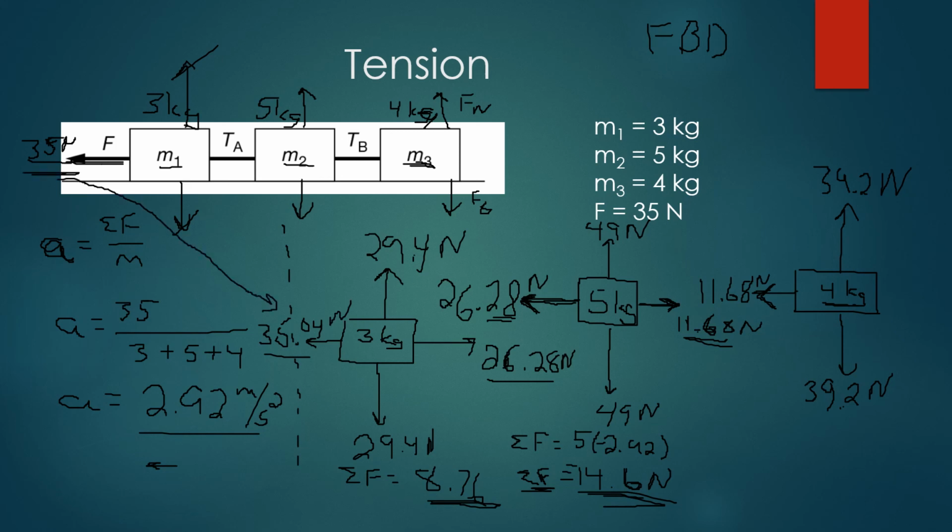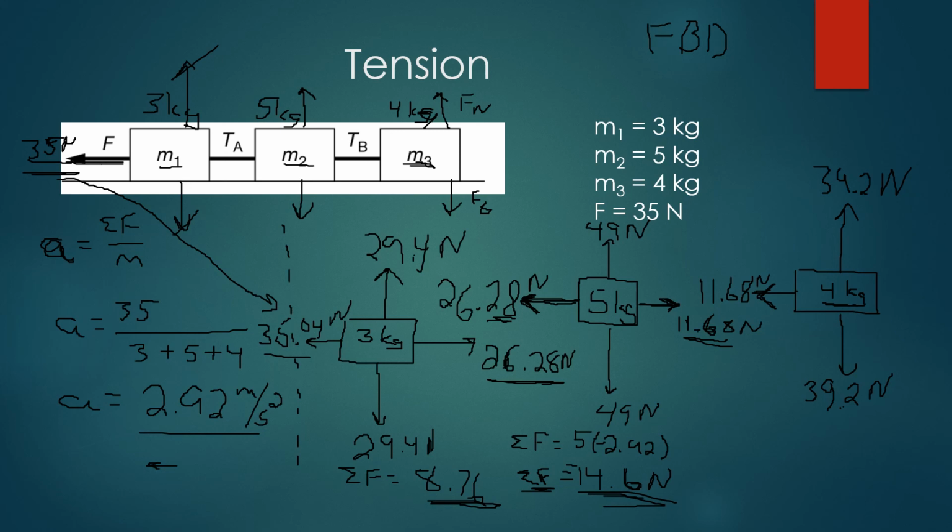Yeah, it's just a rounding error. It's the same number. We just proved that if you pull the 3 kilogram box to the left 35, it accelerates all of the boxes 2.92, and the tension between them is going to be 26.28 and 11.68. It all comes down to the free body diagram.